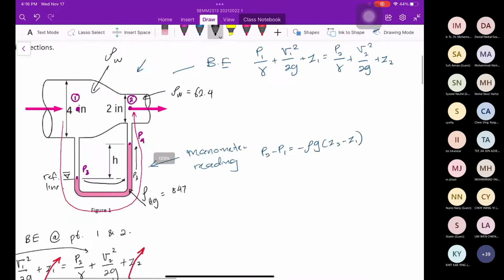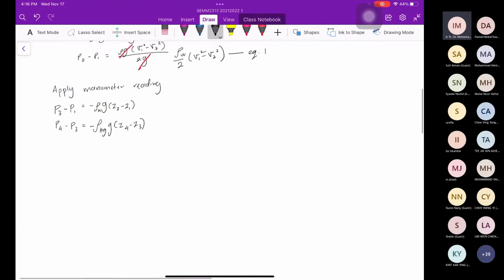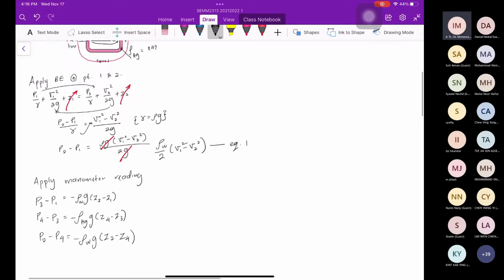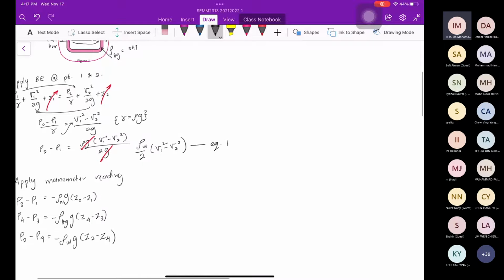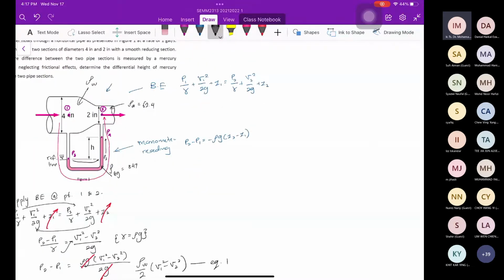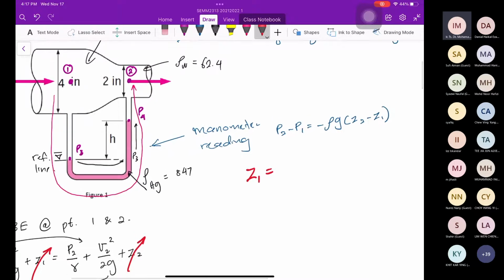And then from 4 go to 2. So P2 minus P4 equal to rho of water gravity (Z2 minus Z4). Okay, so we have Z1, Z2, Z3 and Z4. Let's define here clearly. What is Z1? Z1 equal to what? Any ideas, class? How to get Z1?